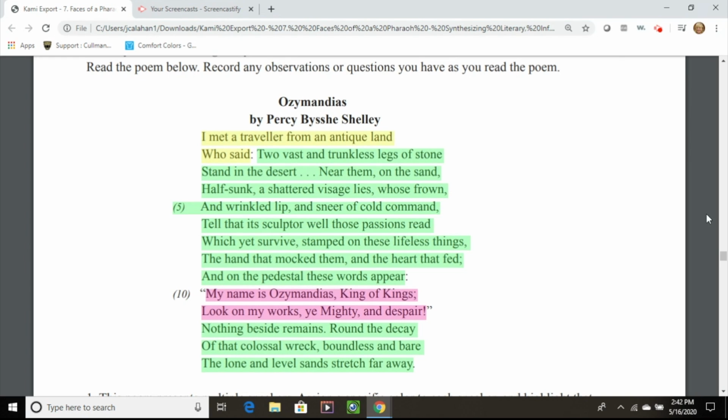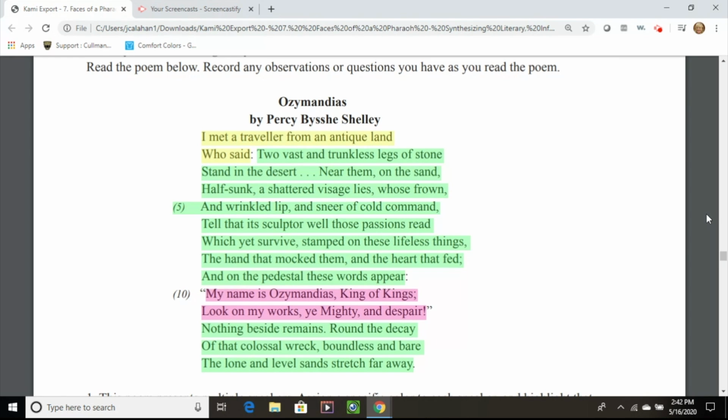After you have read through the poem, and I suggest doing this as a whole group with your students aloud, then have the students mark the poem by indicating the 3 different speakers. I have chosen yellow for the narrator, green for the traveler, and pink for Ozymandias.